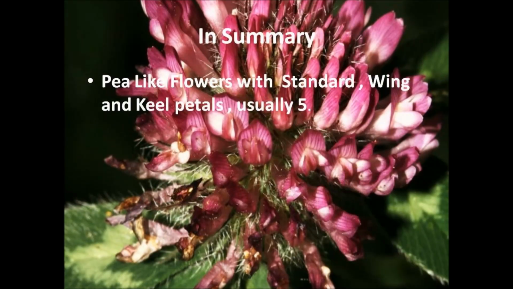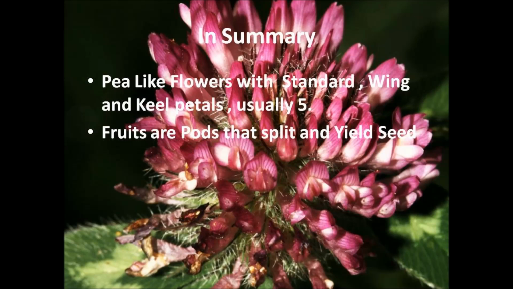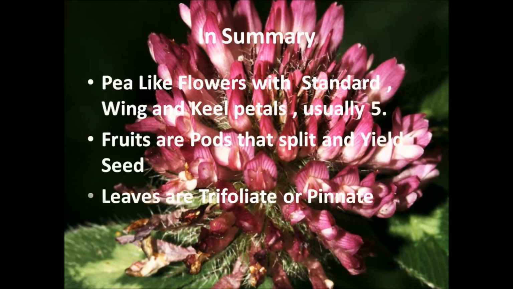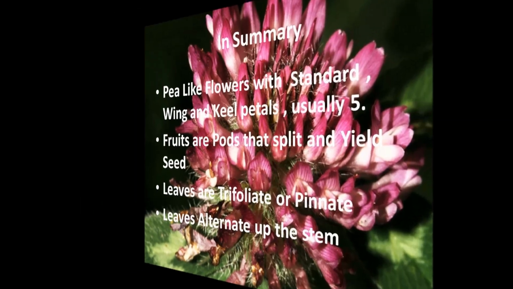If the plant contains pea-like flowers with the standard, wing and keeled petals, usually 5. If the fruits are pods and split to yield seed, and the leaves are either trifoliate or pinnate in arrangement with stipules, and leaves alternate up the stem, then the plant is likely to be of the family Fabaceae.